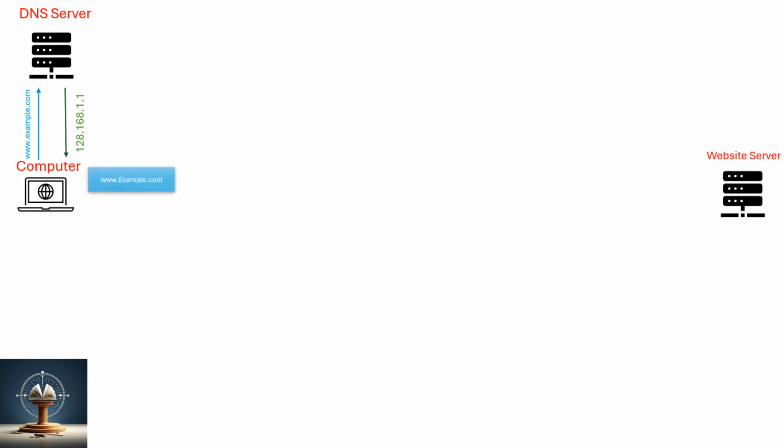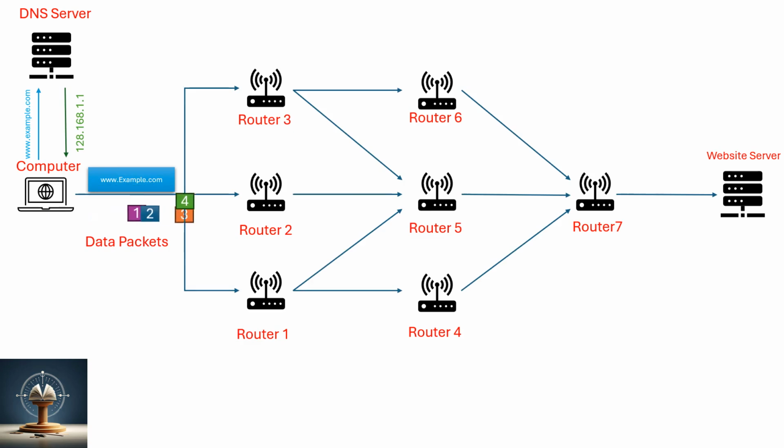Once your computer knows the IP address, it can send a request to the website's server. This request is broken down into small pieces called data packets. Each packet contains part of your request, your IP address, and the IP address of the website. When they finally reach the website's server, the server sends packets of data back to your device, and voila! The web page appears on your screen.